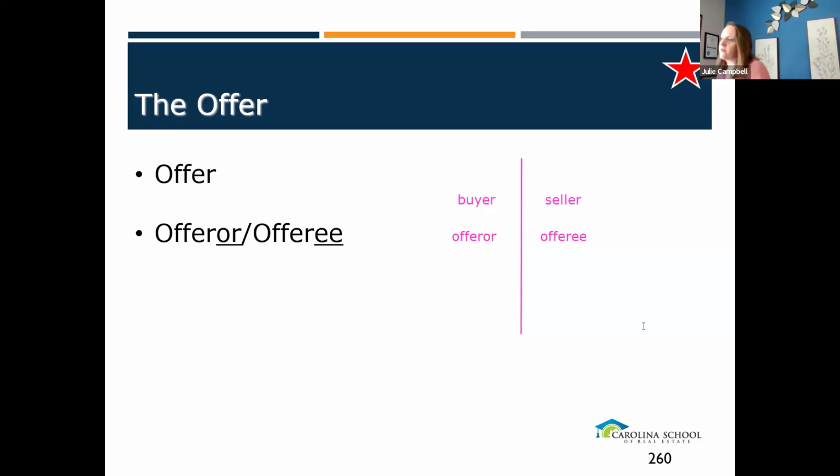Another option the offeree has is to reject it. If you reject an offer, you've killed it. It's dead on the table. There is no reviving a rejected offer. Once you say, no, I reject, that offer is done.